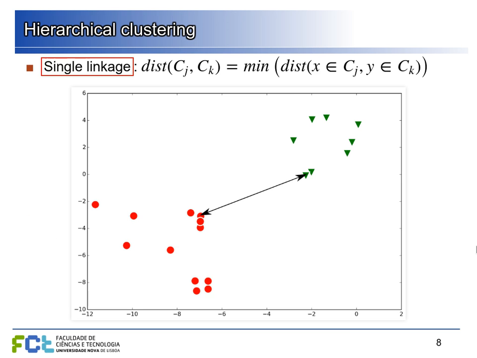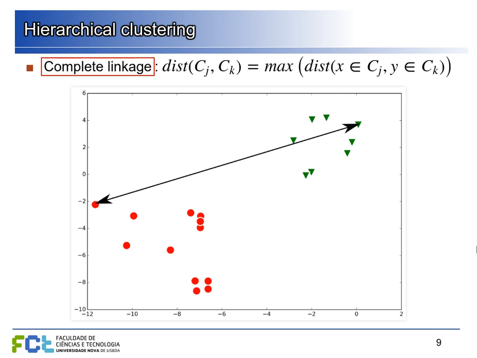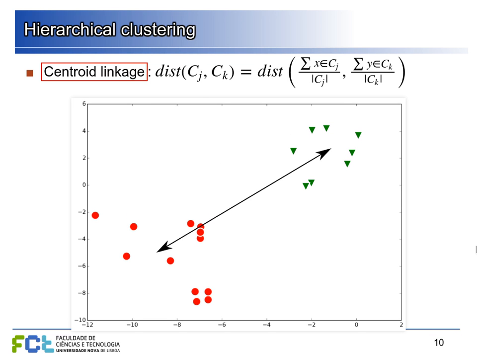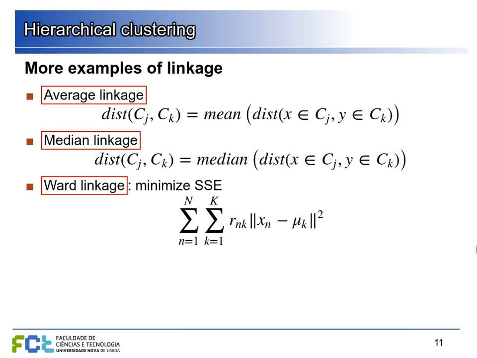These are a few examples. Single linkage is, we measure the distance between two groups as being the smallest distance between the groups, so it's the minimum of the distance between any point in group J and any point in group K. Complete linkage is the maximum, so we are taking the points that are further apart between those two groups and use that as a distance between the two groups. We can do the centroid linkage. We compute the central point of each of the groups and measure the distance. And there are other examples.